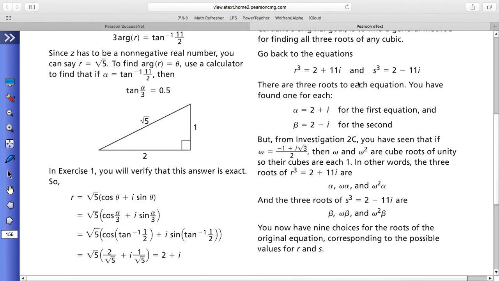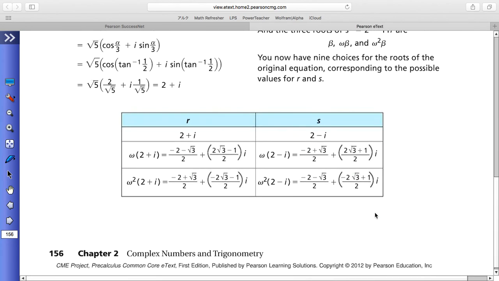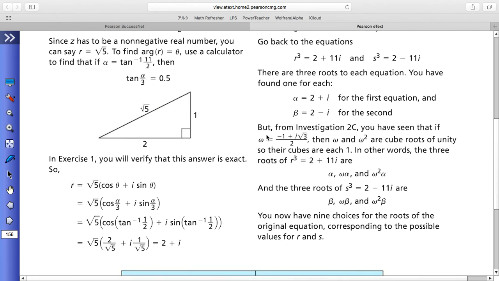If you do that out, you're going to get the roots for this equation right here. Likewise, if you do that for beta, the 3 roots will be beta, w beta, and w squared beta. So we have 9 choices for the roots of the original equation, corresponding to the possible values for r and s. So this is the introduction of chapter 2.